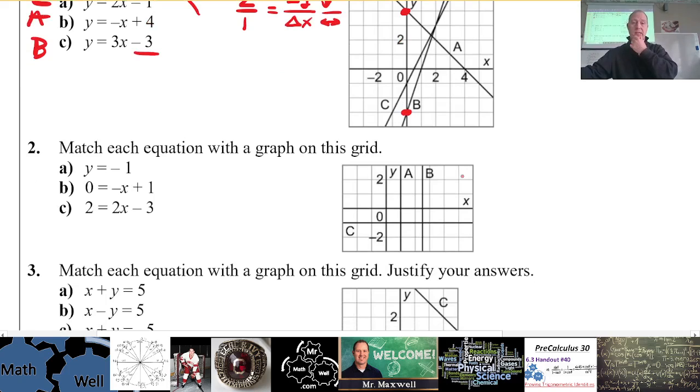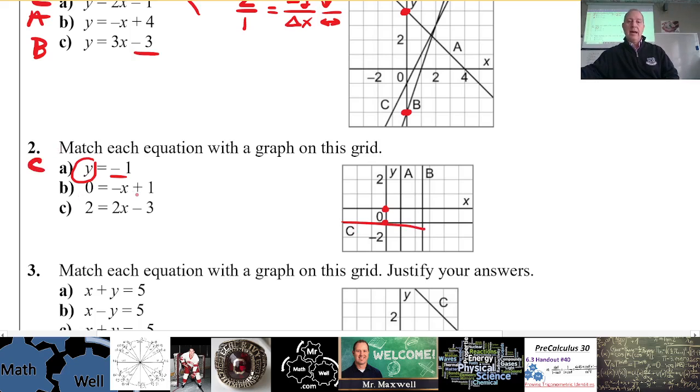Okay, number 2 talks about vertical lines and horizontal lines. So remember, horizontal lines have only a y variable in the equation. That's horizontal, sideways. And this line goes through y equals -1. It's tough to see where the origin is. The origin is right here, so -1 is here. So y equals -1, this looks like C. You got that? You guys agree with that?